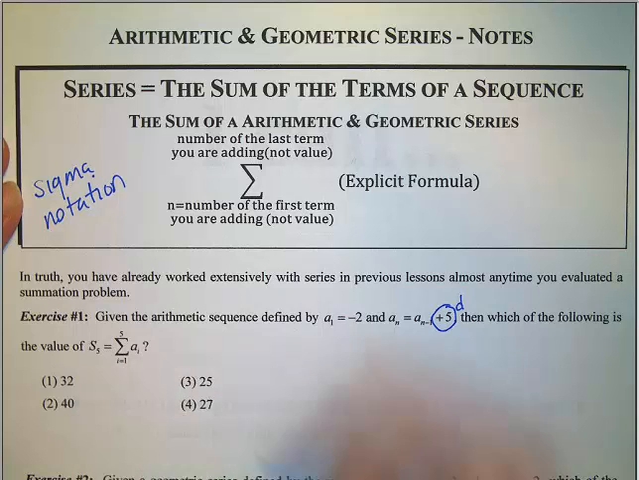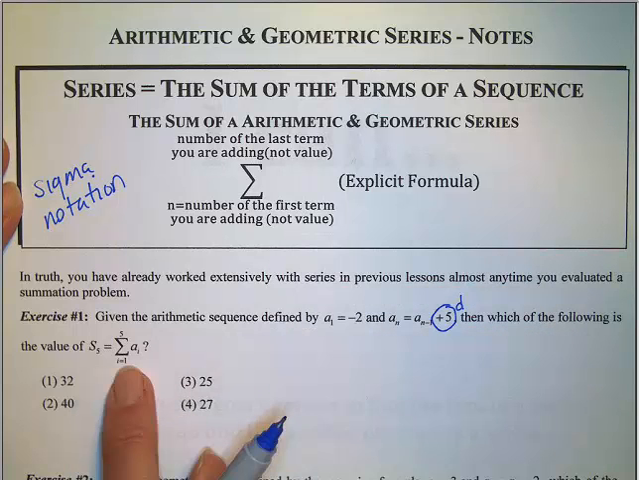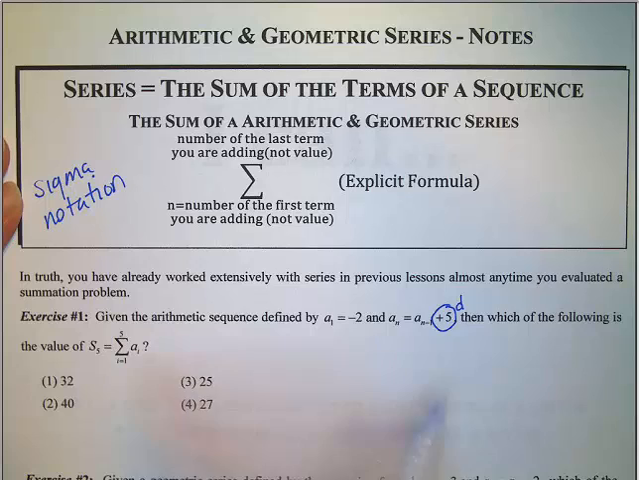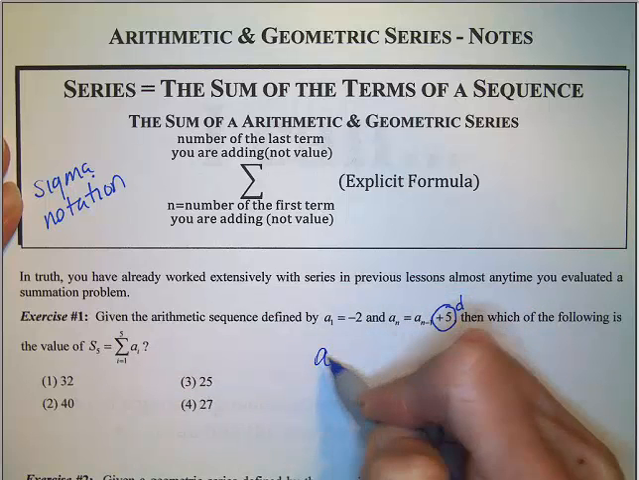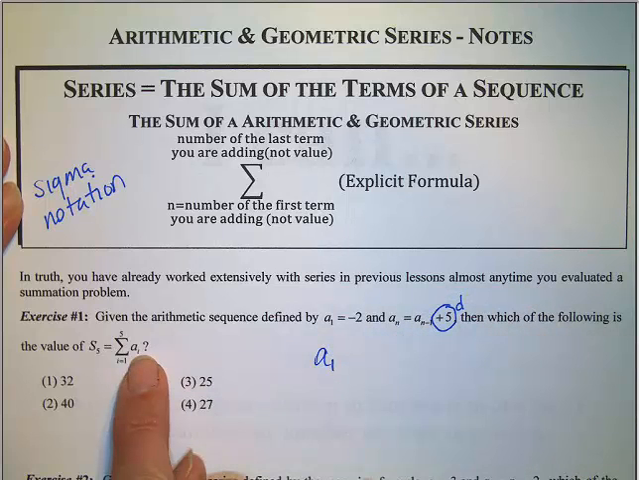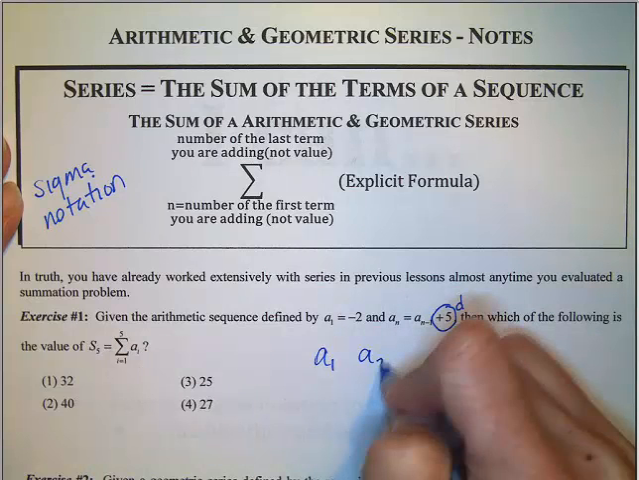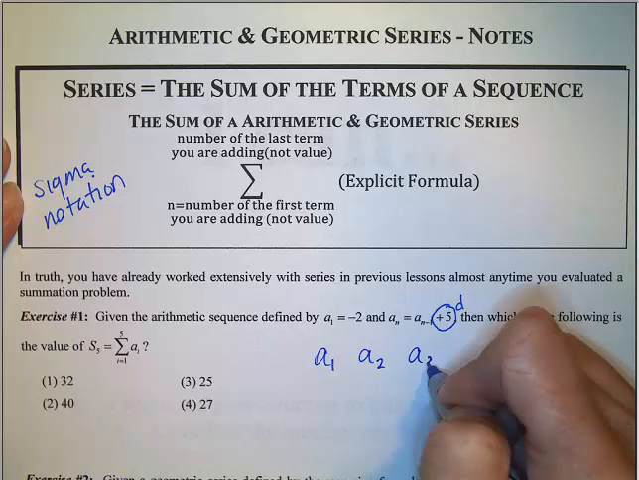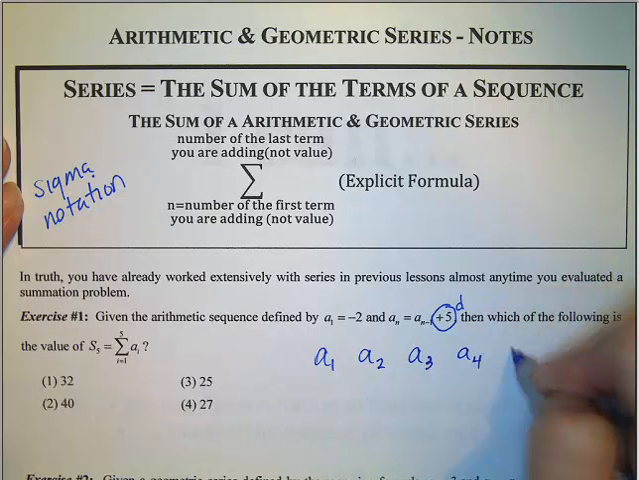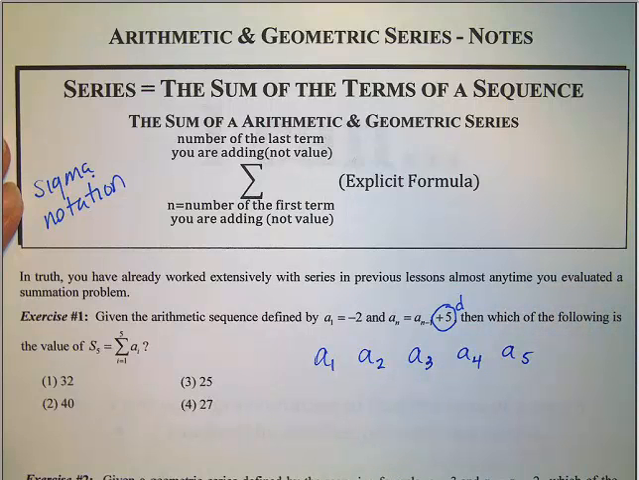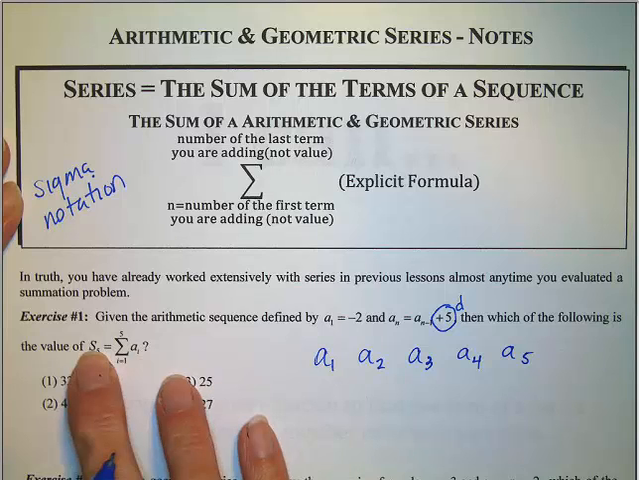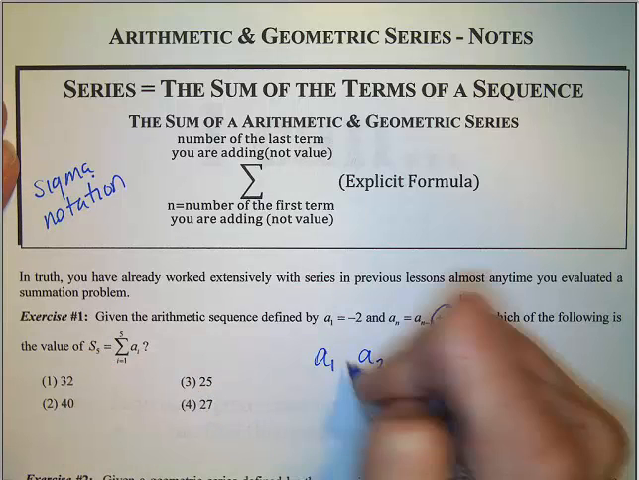So this means that I start with the number 1 and put it in here. So a 1. Great. So I want from the first to the 5th term. So then I'm going to go to the 2nd term, the 3rd term, the 4th term, and the 5th term. And the sigma means I'm summing. So I'm adding these terms up.